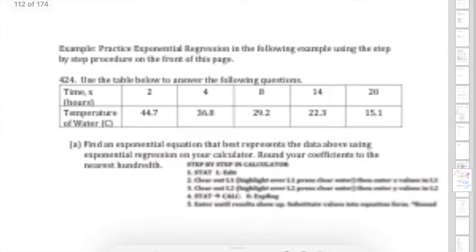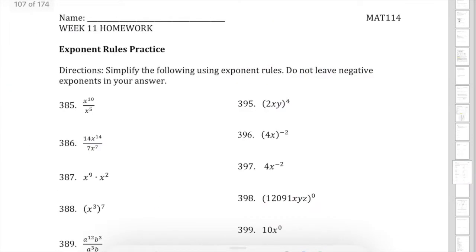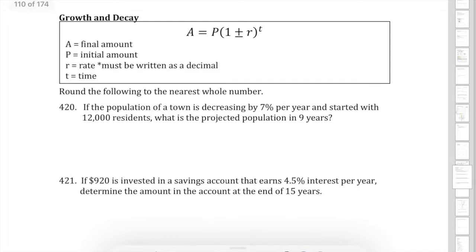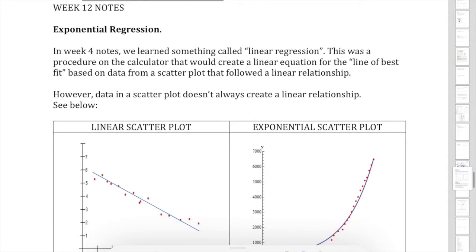Okay, so now that we have a good idea of what an exponential function graph looks like, let's skip back up to page 111, the beginning of these notes. I thought this would be the easier way. There we go. So again, page 111, the beginning of the week 12 notes.